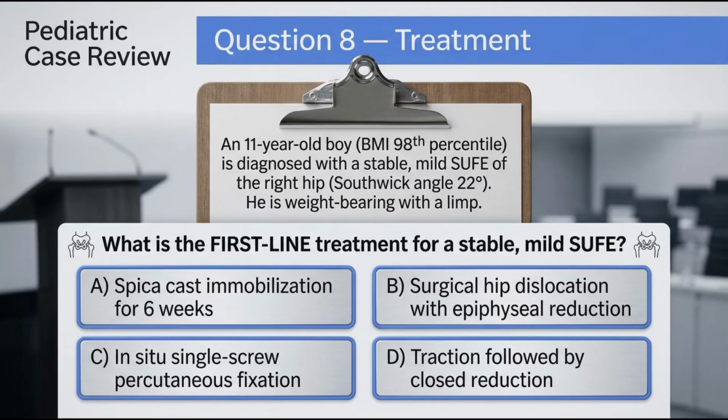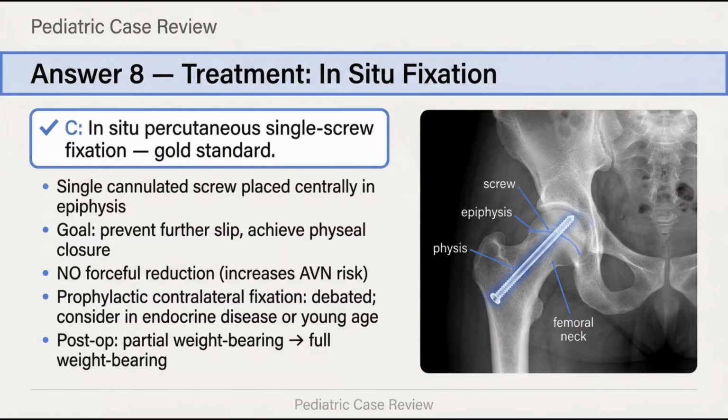Option D, traction followed by closed reduction. The correct answer is option C, in situ percutaneous single screw fixation, which is the gold standard treatment for all stable slipped upper femoral epiphysis regardless of severity grade. A single cannulated screw is placed centrally and perpendicular to the physis in the femoral epiphysis. The goals are to prevent further slipping and to achieve physeal closure.